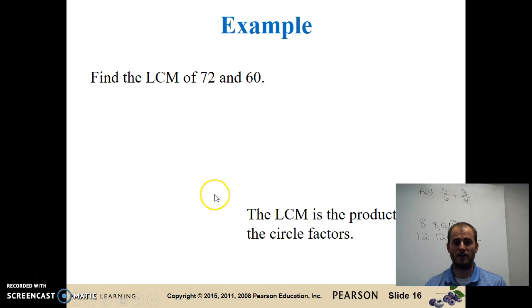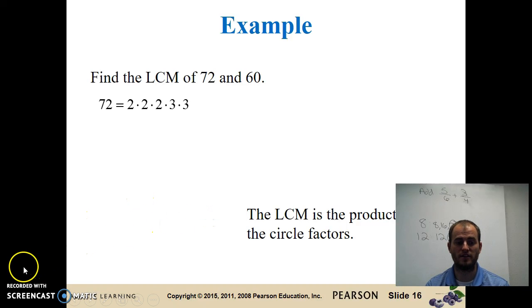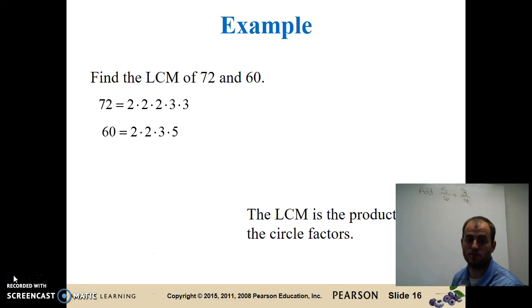So find the LCM of 72 and 60. This is the problem that we were just doing. So if you write 72 out, and 60 out, 72 is 2 times 2 times 2 times 3 times 3. This is true again because if you remember our prime factorizations, 72 is 9 times 8, 9 is 3 times 3, they're both prime. 8 is 4 times 2, or 2 times 4, and 4 is 2 times 2.